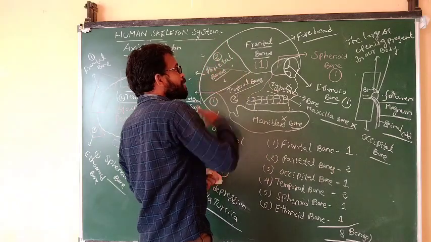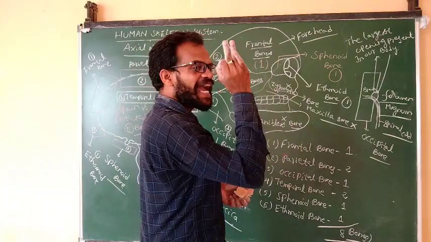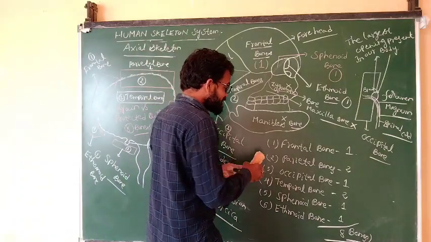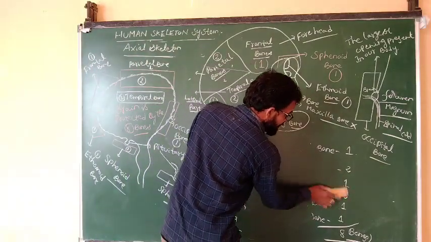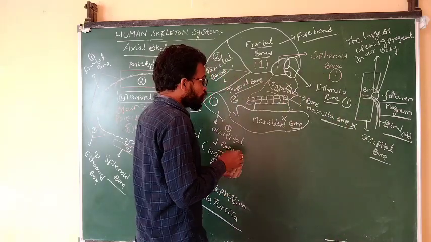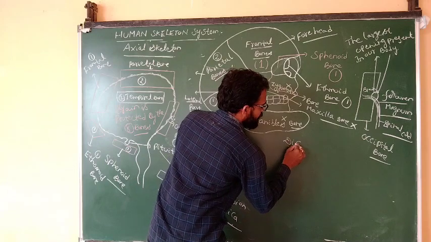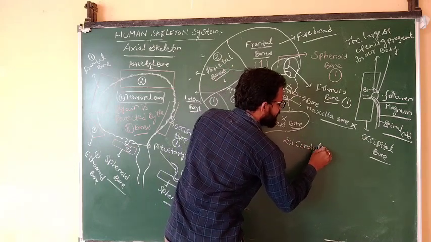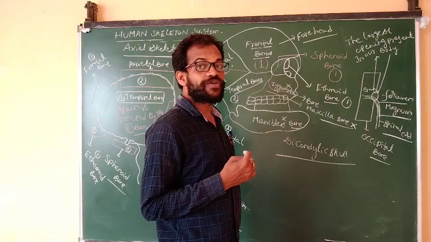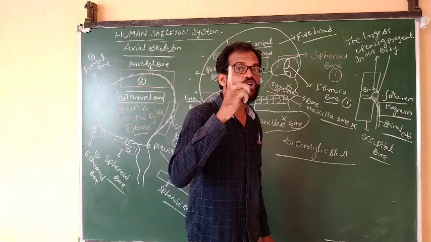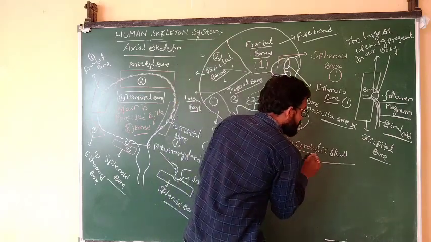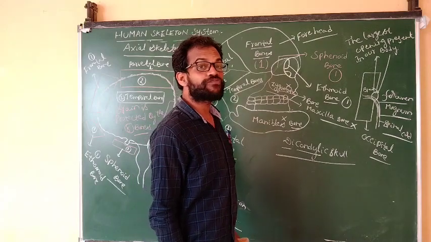And also the human skull is known as a dicondylic skull. What is a dicondylic skull? The human skull, a mammal skull, is known as a dicondylic skull. Di means two, condyli means bones. The skull consists of two condyles.